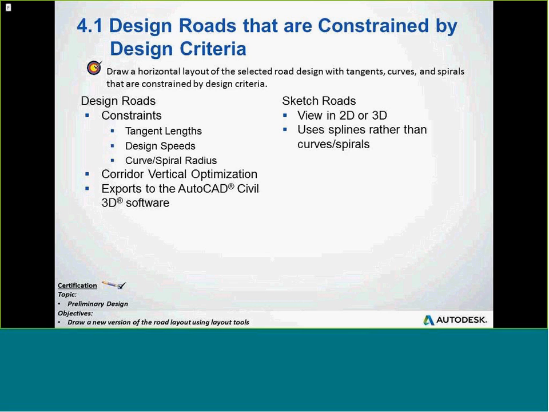And so when you're designing roads in Infraworks, you can actually set tangent lengths, you can set the design speeds, and then those design speeds help set the curve and spiral radius. And of course, once you have a design created, then you can do some vertical optimization to help you balance the cut and fill along the entire corridor. So that's why you're not able to break up the design road into multiple segments, because you do want one seamless alignment throughout, so that when you optimize the vertical, it is one seamless alignment that acts in conjunction with each other.